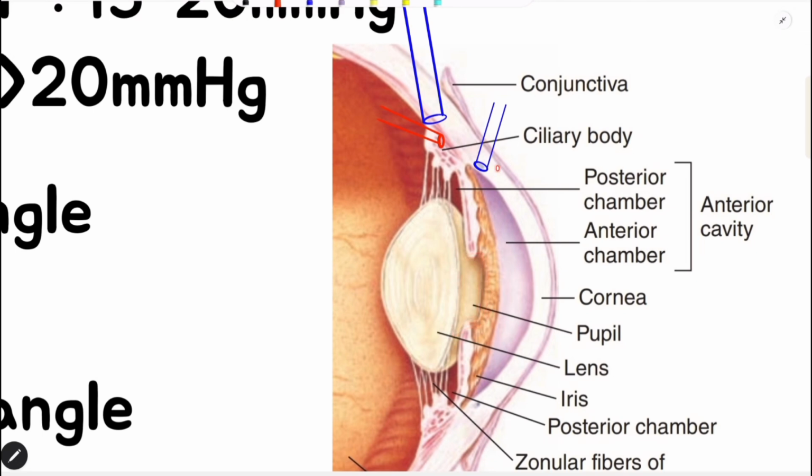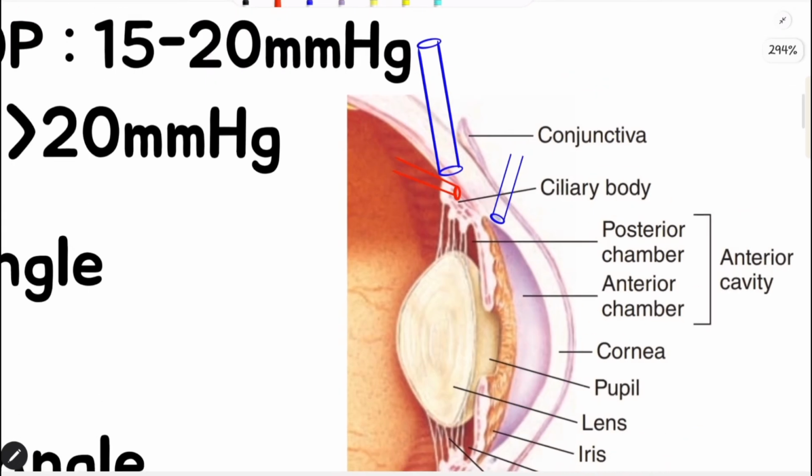This is our cornea and this is our iris. So here an angle is produced. This is called the iridocorneal angle. This part of the eye is called uvea, and the white part here is called sclera.